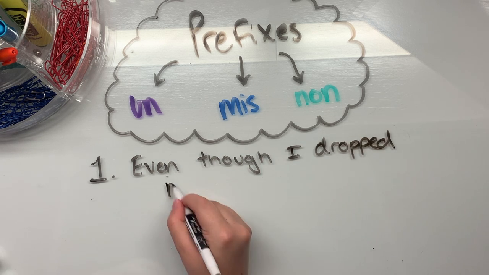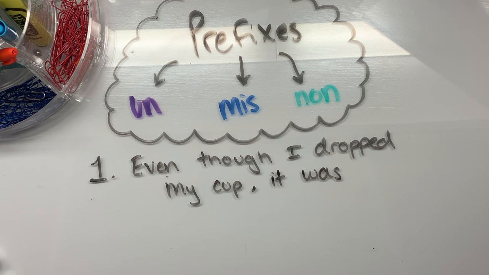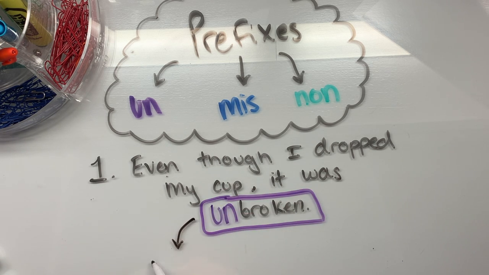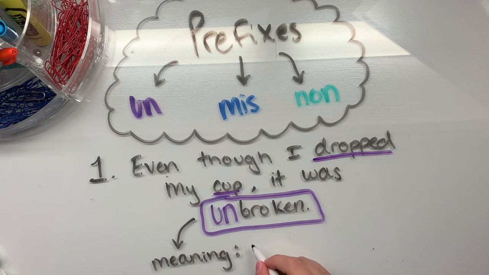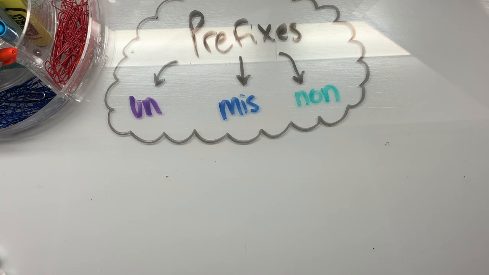So the first sentence that we're going to do is, even though I dropped my cup, it was unbroken. So using the clues in the sentence, we see that the cup dropped, and usually that means broken, but it is unbroken, so the word unbroken means the cup is not broken.